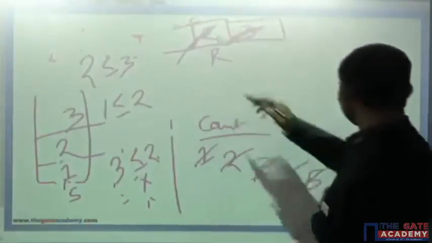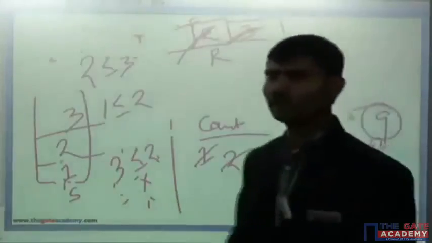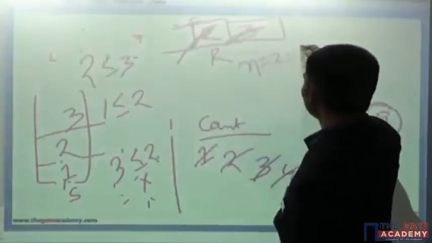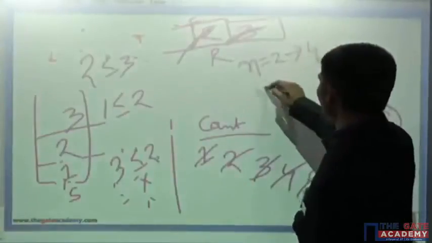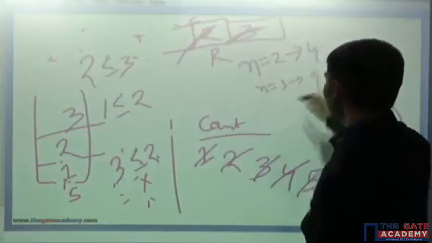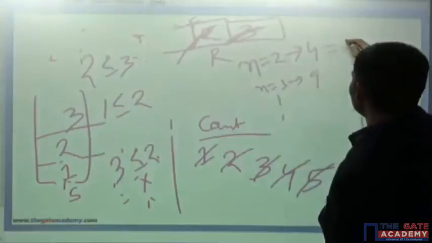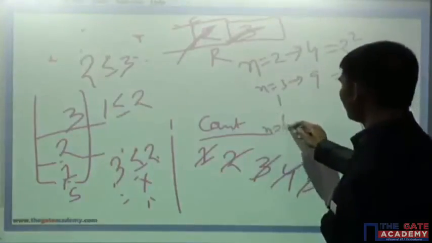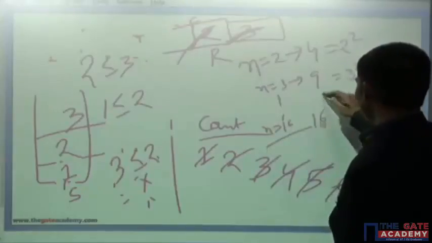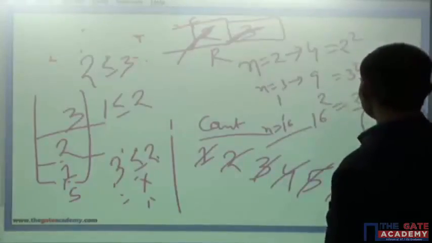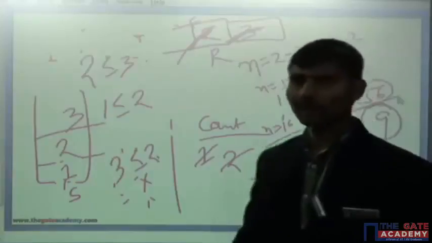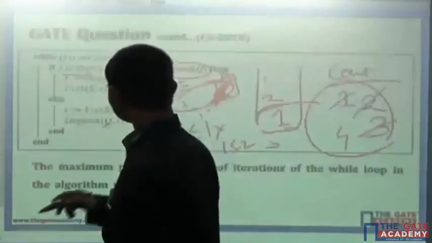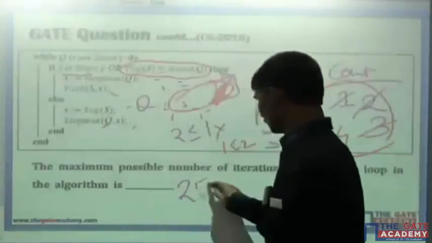So when there are 3 elements, how many times the while loop execute? 9 times. So when the number of elements were 2, it executes 4 times. When it is 3, it executes 9 times. So it is like this. 4 is nothing but 2 square, 9 is nothing but 3 square. So when the number of elements are 16, it will execute around 16 square times, which is nothing but 256. So the maximum number of times the while loop executes is 256. So here the answer is 256.